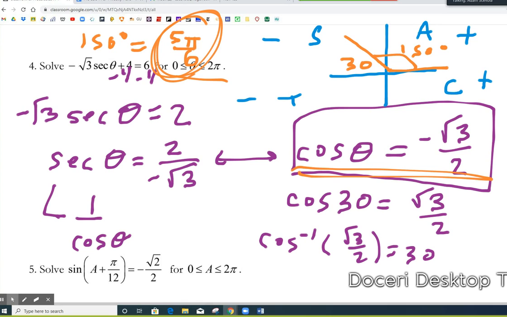The other one would be a 30-degree reference angle in quadrant 3. So that would be 180 plus 30. That'd be 210, which in radians would be 7 pi over 6.